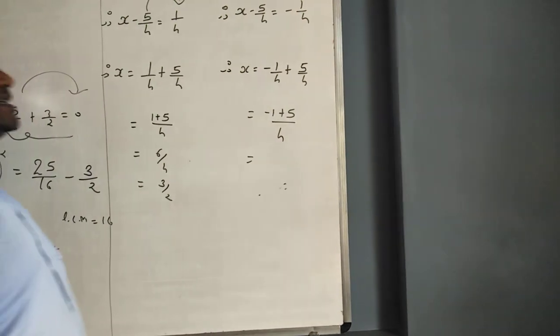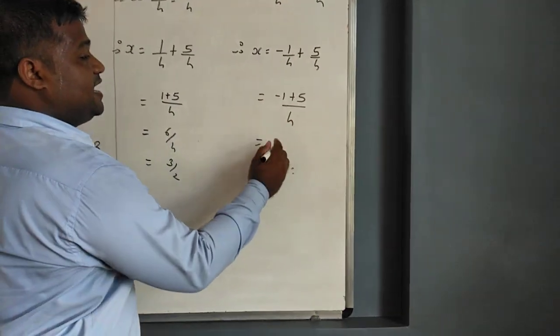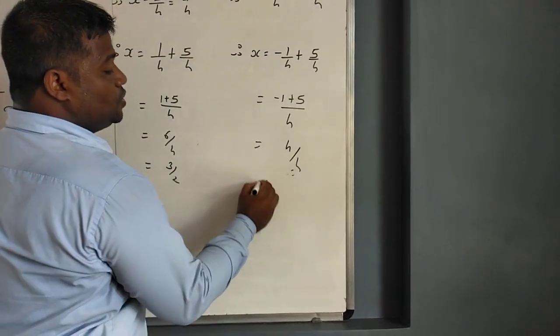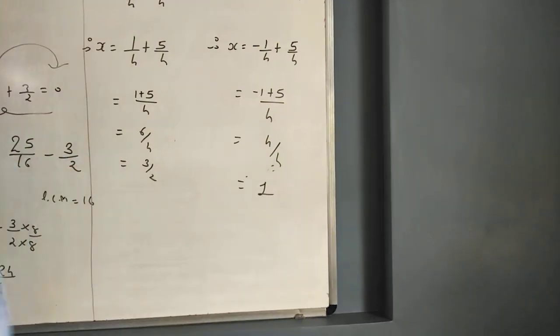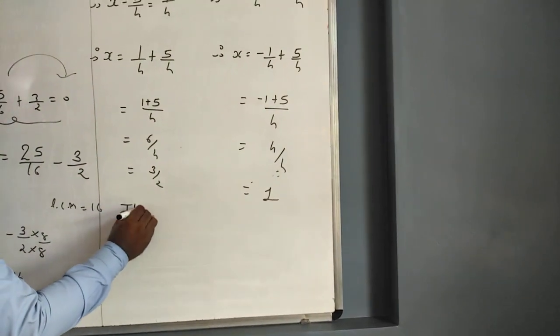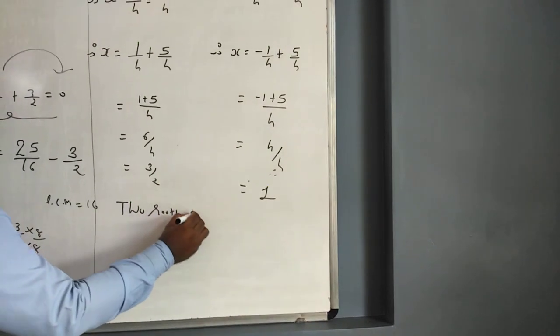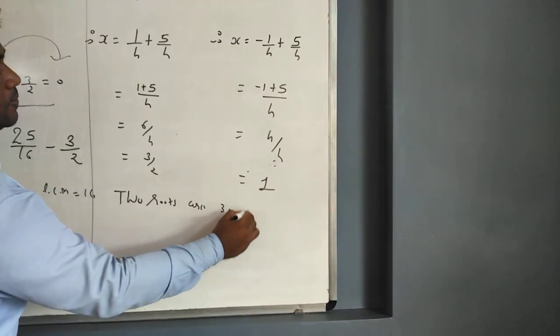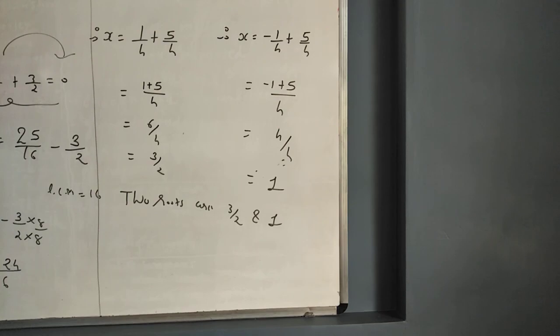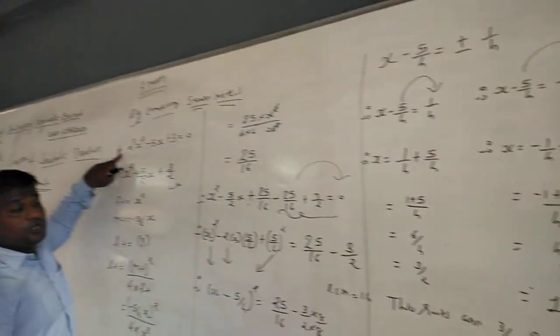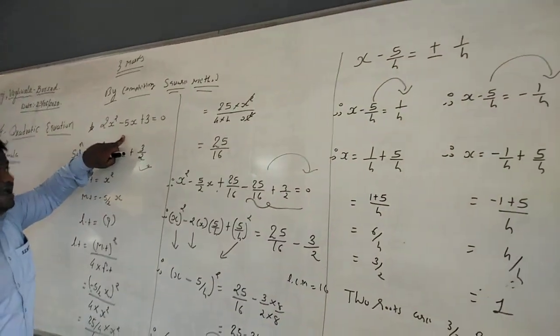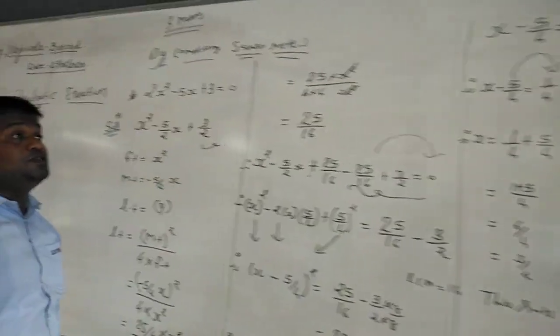Put the larger digit's sign. The larger digit is 5, so 5, carry the positive sign. So 4 by 4, your one root is 1. So two roots we are getting: the two roots are 3 by 2 and 1 of the given quadratic equation, 2x square minus 5x plus 3 is equal to 0.